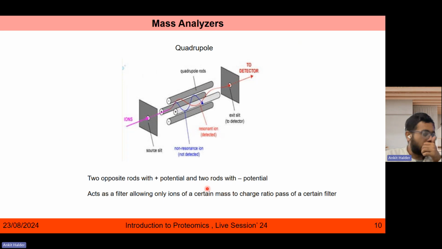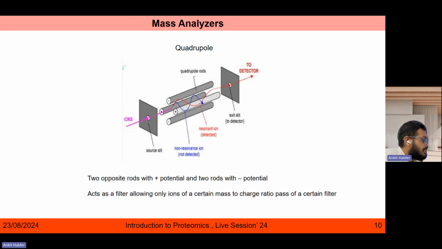Next is the quadrupole. So after having the TOF, now we are moving towards other mass analyzers that are being incorporated into different high resolution mass spectrometers, and that has increased the coverage and depth of the identification and quantification of the proteins to a great extent. So quadrupole, from the name, it is quite clear, right?